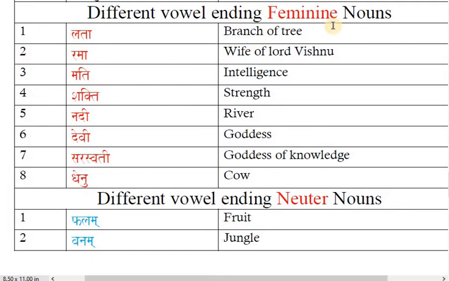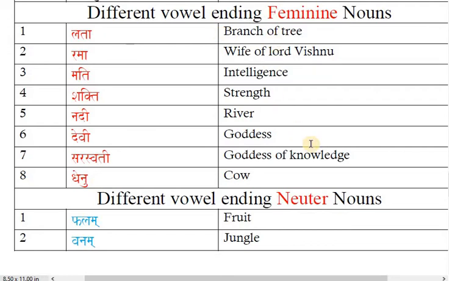Different vowel ending feminine nouns. So here Lata ending with A sound, Rama ending with A sound, Mati, Shakti both ending with short I, Rati ending with I, Nadi, Devi, Saraswati, these ending with long I, you see. They are all feminine words. Dhenu ending with short U means cow. That is U ending feminine words.